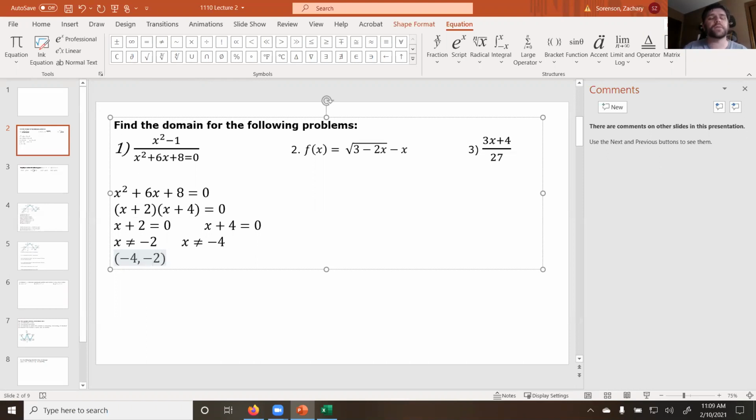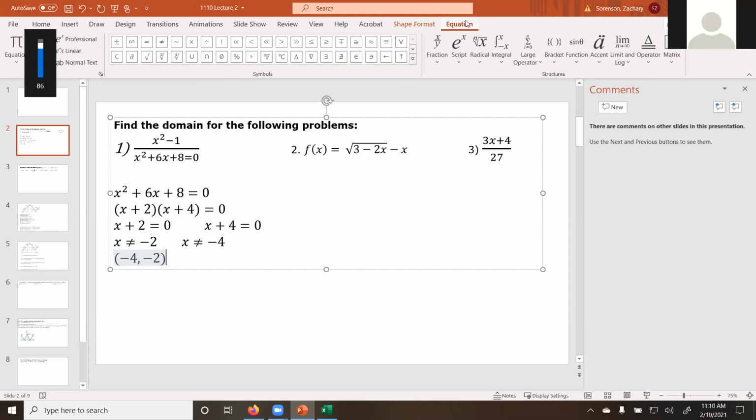X can be everything between those two values. It could be between -4 and -2. But x can also be everything less than -4. X can also be everything bigger than -2. So I need more stuff in my interval notation. I need more interval notations, I guess. How do I describe x can be everything less than -4? I couldn't hear that. What's up?